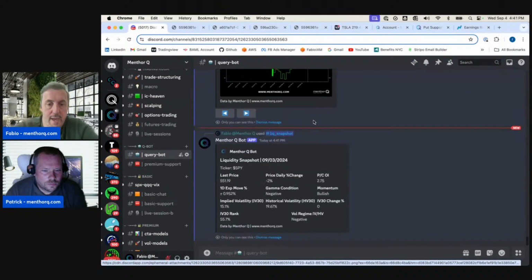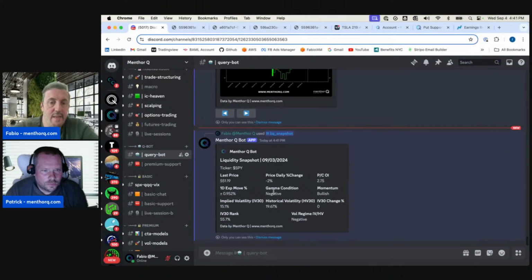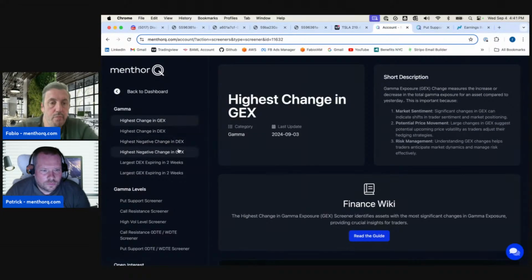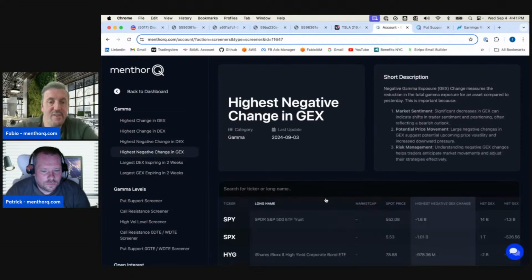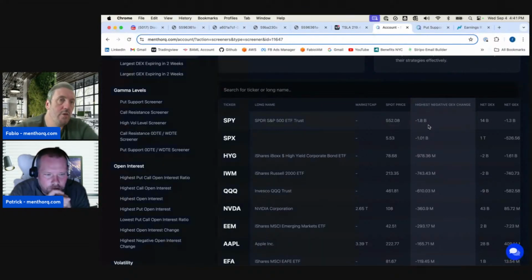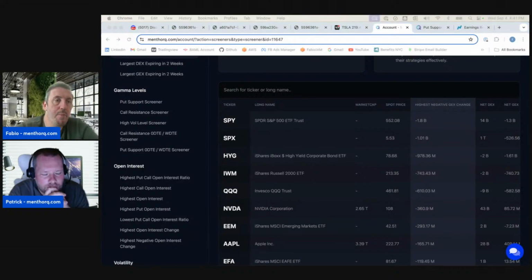So if we look at SPY, here you can see that we are in negative gamma. If you want to see how negative we are, you can go back to the matrix, you can look at the numbers. You can also go back to our screeners, highest negative change in GEX, and look at assets that could be there. So in this case, we see a change in GEX of 1.8 billion compared to the day before. So there are a lot of tools that you can use to analyze that. And why is that important?